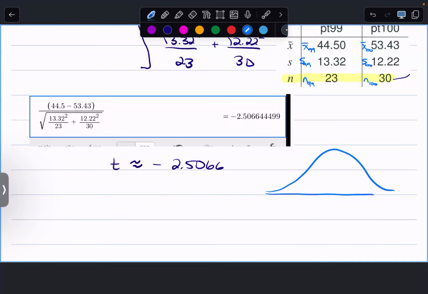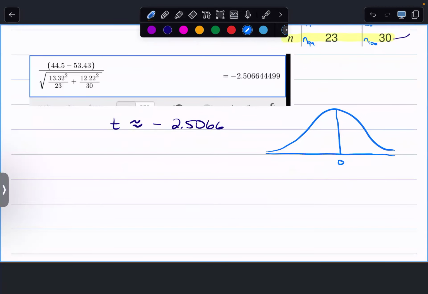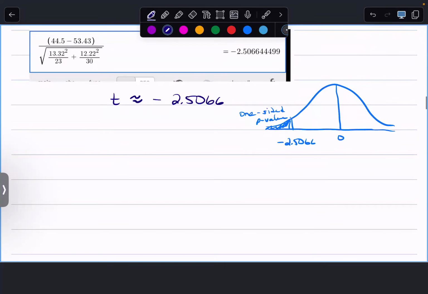Building up to the p-value. My hypothesized difference of 0 is also at a T of 0, and I have a T of negative 2.5066. So this area is the one-sided p-value. Now I can use this to find the p-value in step 3. Step 3, find the p-value.